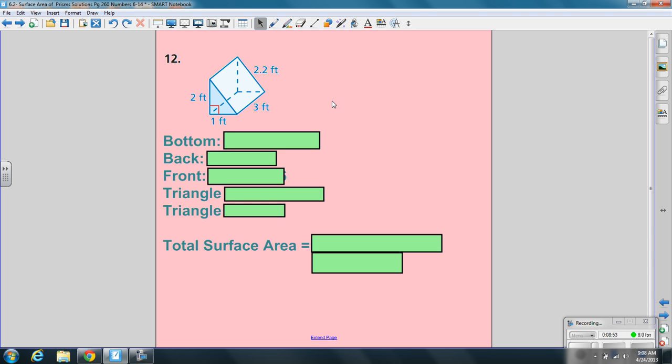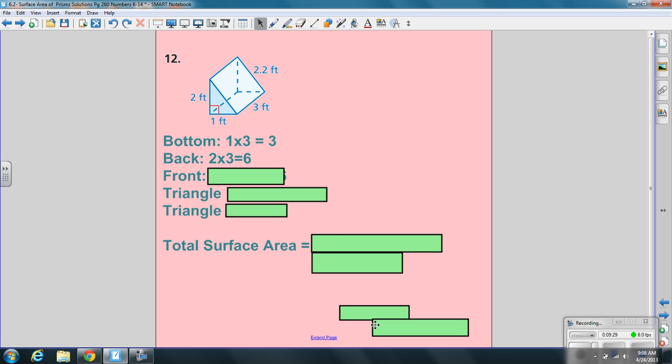Number 12, we have a triangular prism, and what we're going to do here is identify all the parts of the shape so we can find the area of each piece. So I have the bottom rectangle, the 1 by 3, so I get 3. I have the back side here, which is a rectangle, and it measures a 2 by 3. This dotted line in the back is the same length as the solid line in the front, 3. So 2 by 3, which is 6. The front rectangle, this piece here, measures a 3 by 2.2 to give us 6.6.